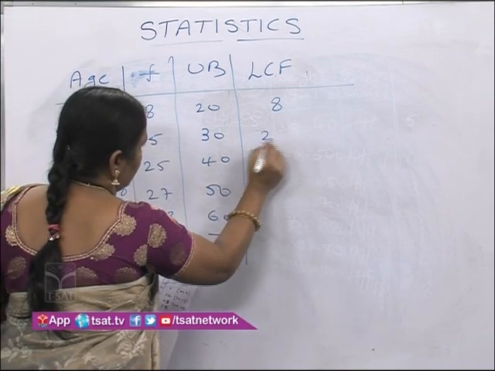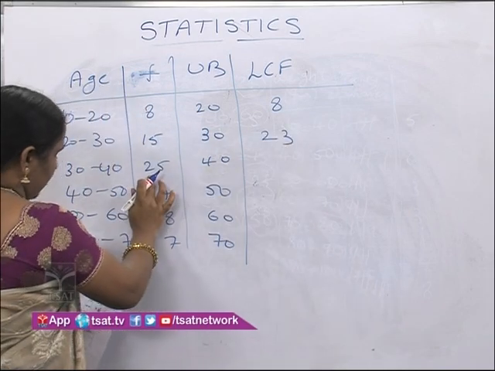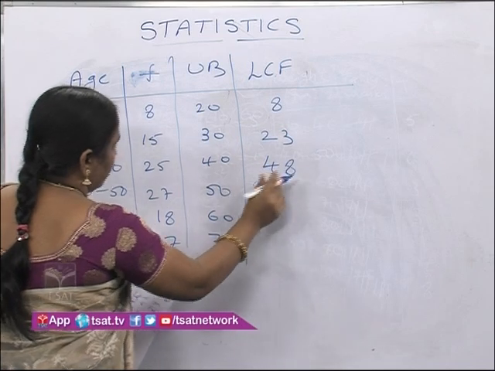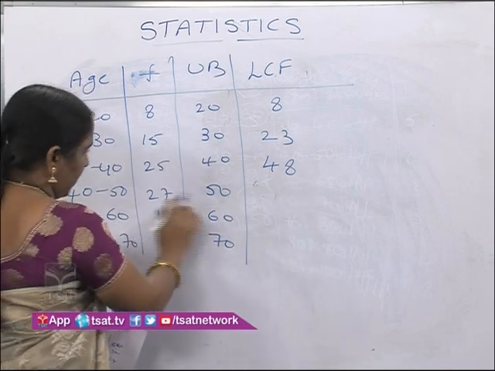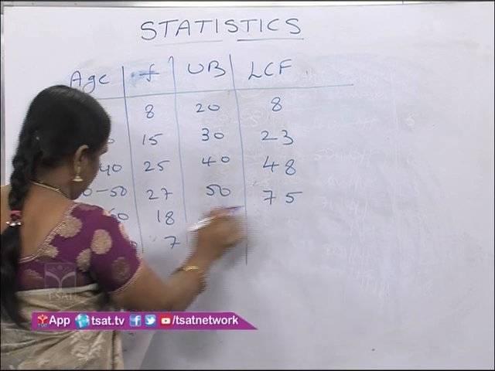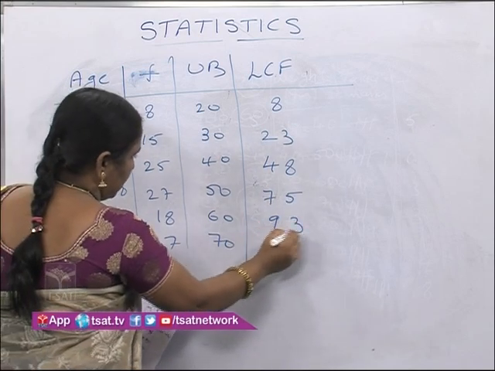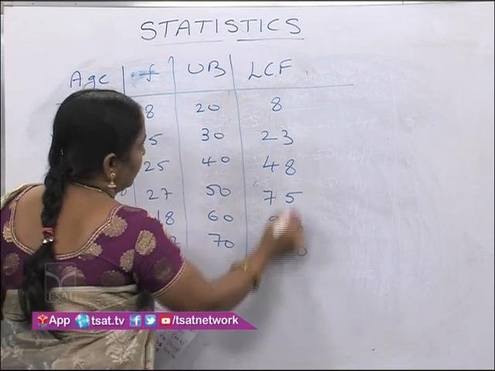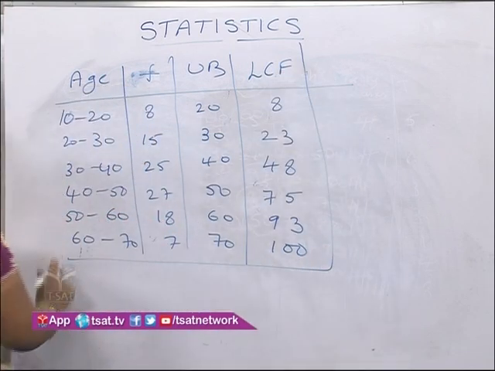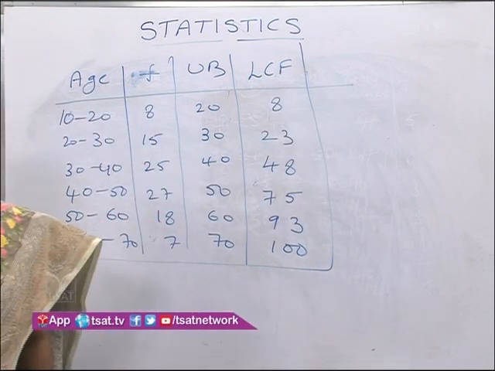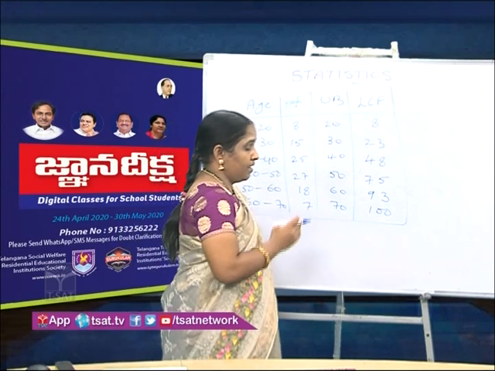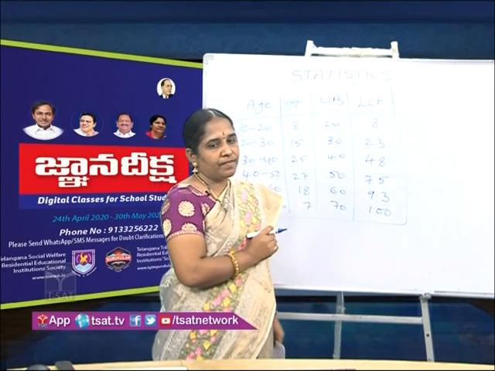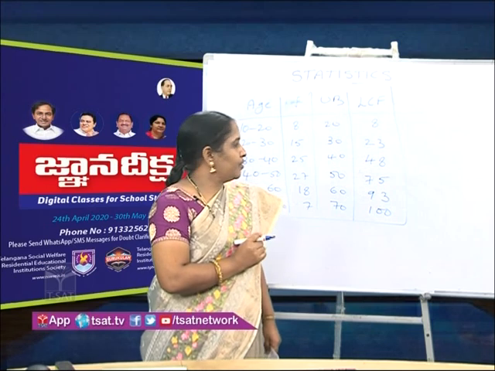So how much is this? 23. Then 23 plus 25, 48. 48 plus 27, it is 75. 75 plus 18, it is 93. 93 plus 7, it is 100. So this table is called less than cumulative frequency distribution. And for this less than cumulative frequency distribution also, we can draw the graph.